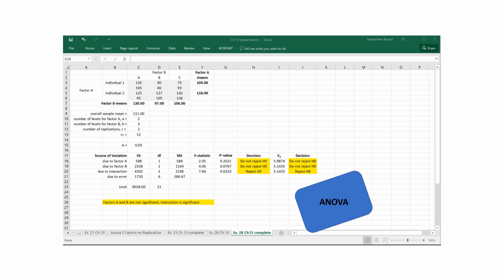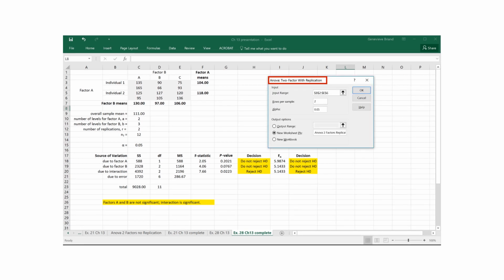Here again, we can reuse this Excel worksheet as a template for factorial experiments or two-factor analysis of variance with replication. Alternatively, we can use Excel's built-in ANOVA data analysis tool. This time we select two-factor with replication. The input range, or range of cells we select, includes the row and column labels, specifically the names of the levels for factor A and factor B, and the data.